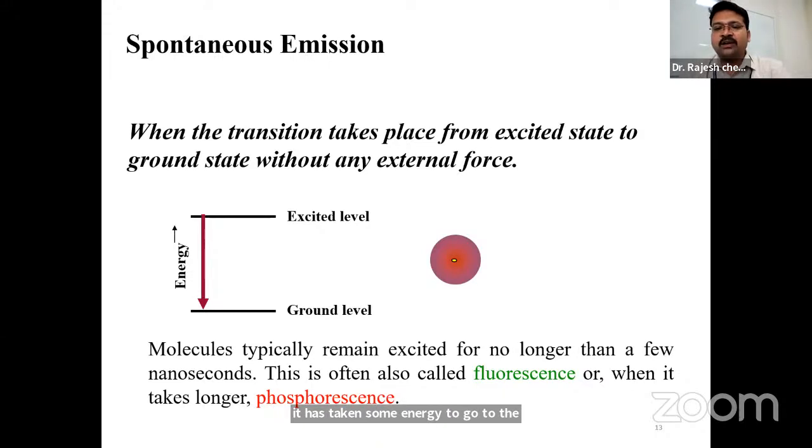So here we can see there are three kinds of processes. We call them fluorescence and phosphorescence. Anybody knows what fluorescence is?